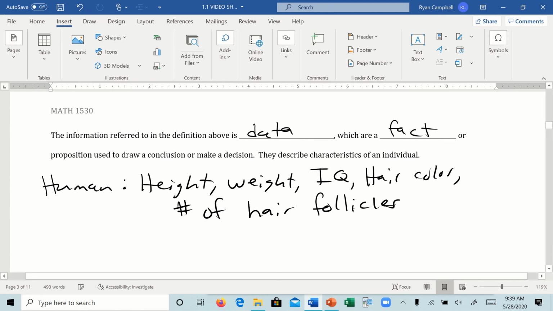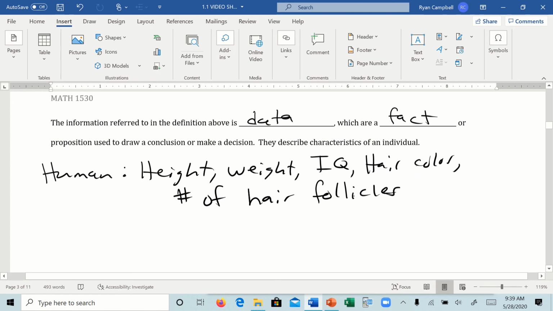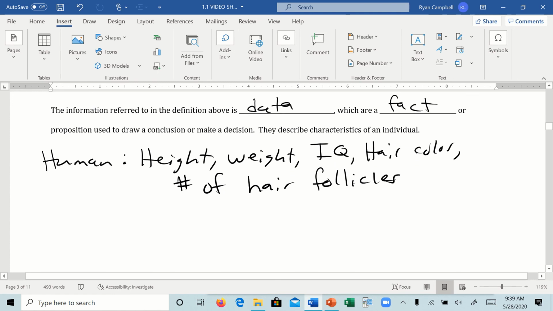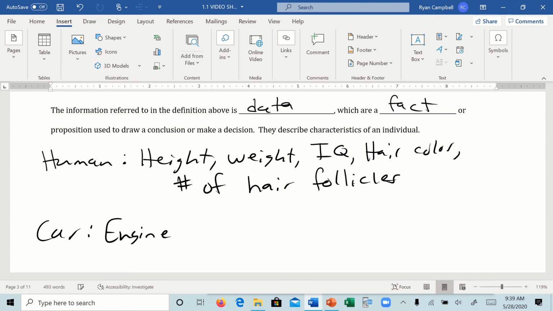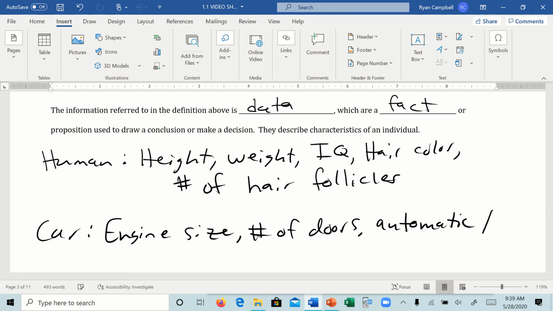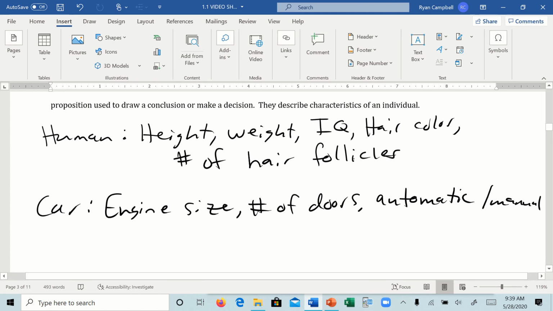Follicles. That's probably right. Good. But individuals don't have to be humans, right? We could talk about cars. What are the characteristics of a car? Maybe the engine size, the number of doors, whether it's an automatic or a manual. It could be the color of it, right? The make, the model, all that kind of stuff.